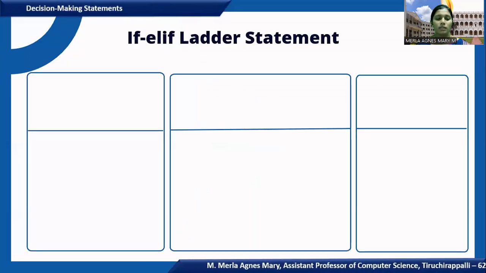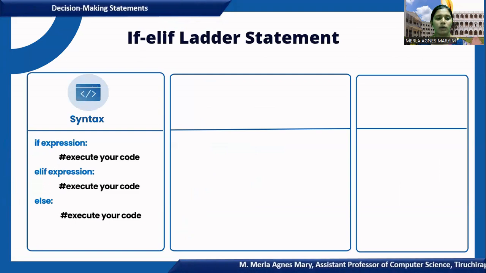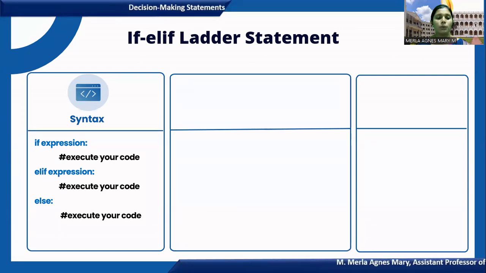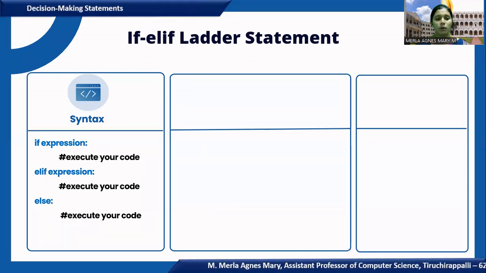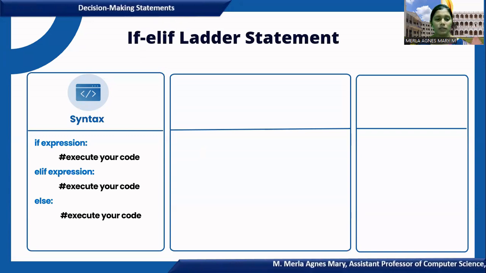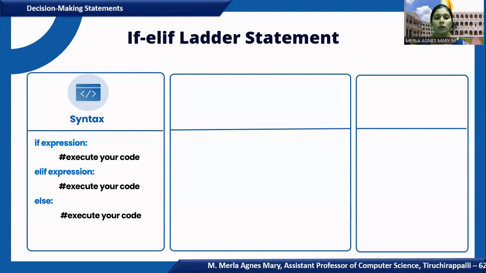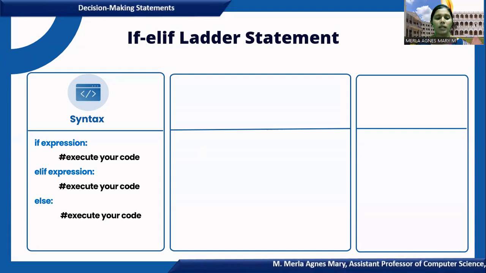So let's see the syntax. Here, first we need to give the expression in the if. If the expression is true, it will execute the block of code inside the if. Otherwise, if the condition is false, it moves into the elif. If the condition inside the elif is true, it executes the code. If the elif is also false, it moves on to the else part, and the block of code inside the else part will be printed.